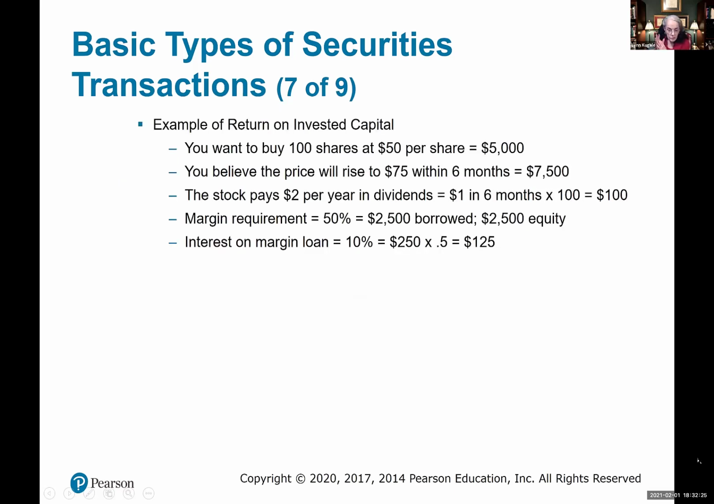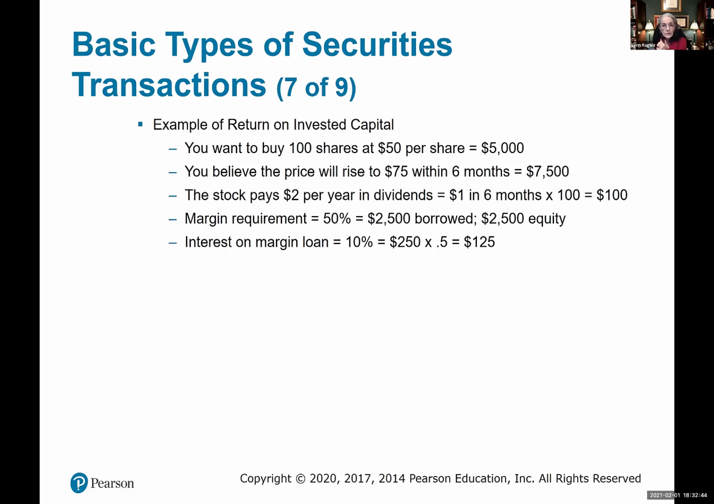Okay, you want to buy 100 shares at $50 a share, $5,000. You think the price is going to rise to $75 within 6 months, so you think they're going to be worth $7,500. The stock pays $2 a year in dividends, so in 6 months you're going to get $1 times your 100 shares, $100.